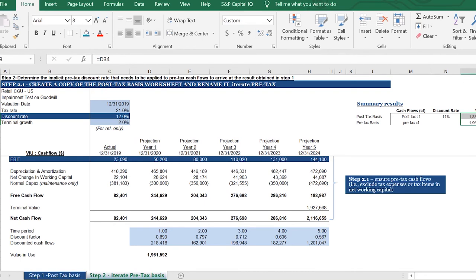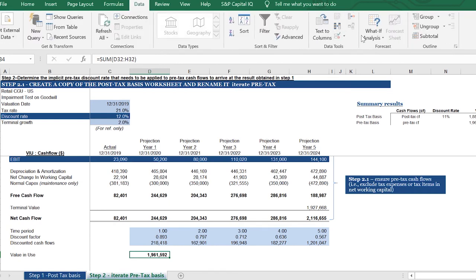Now, this can take hours to try and figure out the exact discount rate to give me the same result as step 1. But there's a trick in Excel that we can use to find the discount rate that will result in the VIU being the same as step 1. And the trick is called goal seek. Make sure your cursor is on the VIU calculation. Go up to your ribbon, data, what if analysis, goal seek.